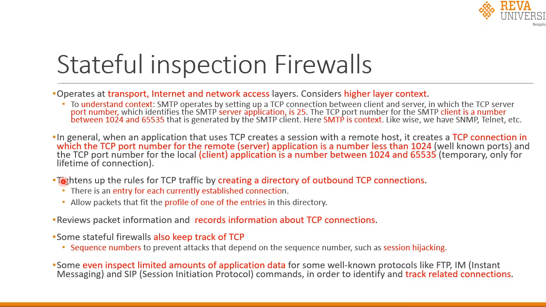This kind of firewall tightens up the rules for TCP traffic by creating a directory of outbound TCP connections. That is, in the directory it will have the source IP number, then source port number, then destination IP number and destination port number, and whether the connection is established or not established. So there is an entry for each currently established connection inside the directory, and this allows packets that fit the profile of one of the entries in this directory. So looking at the directory, the connections are allowed and the information is transferred.